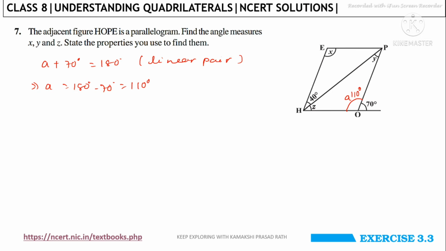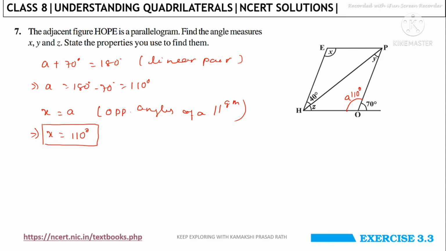Now we can see angle A is equal to x. So the value of x equals A, because they are opposite angles of a parallelogram, which implies x equals 110 degrees. So the first case is done: x equals 110 degrees.